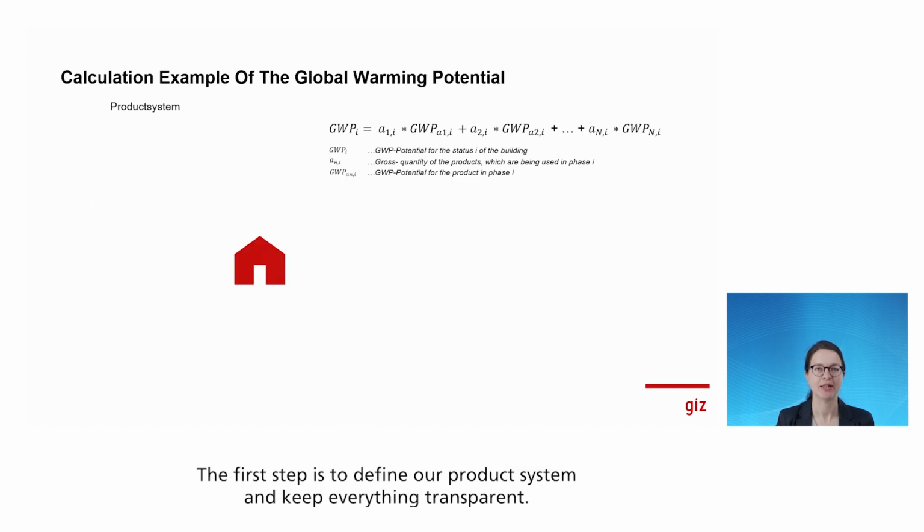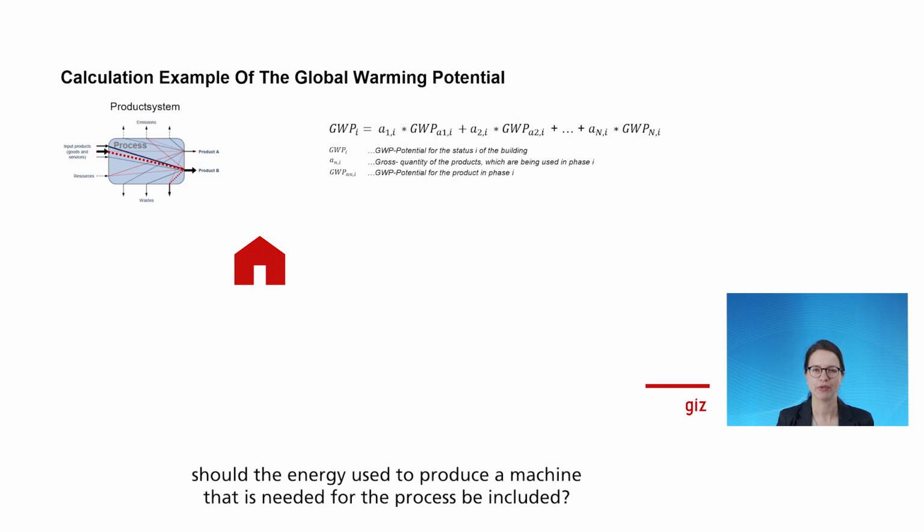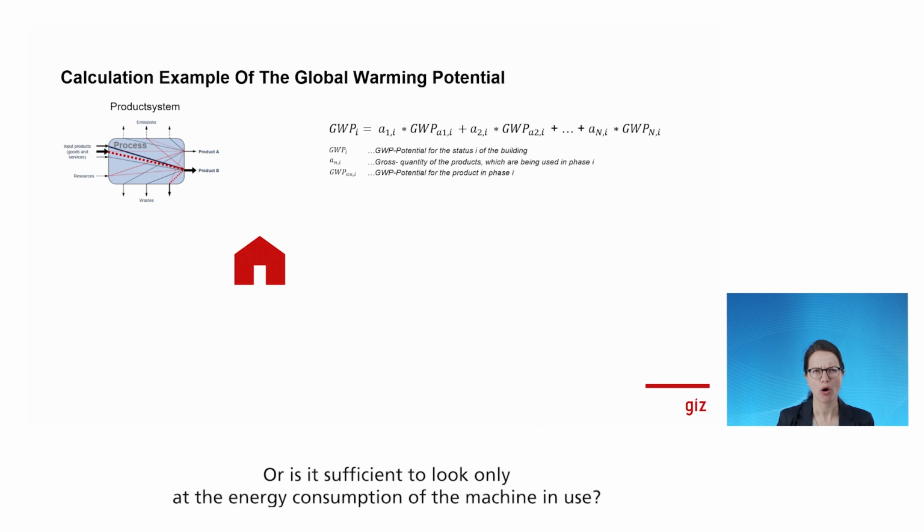The first step is to define our product system and keep everything transparent. Somewhere I have to set a so-called system boundary. Which process modules are part of the product system and which are not? For example, should the energy used to produce a machine that is needed for the process be included? Or is it sufficient to look only at the energy consumption of the machine in use?